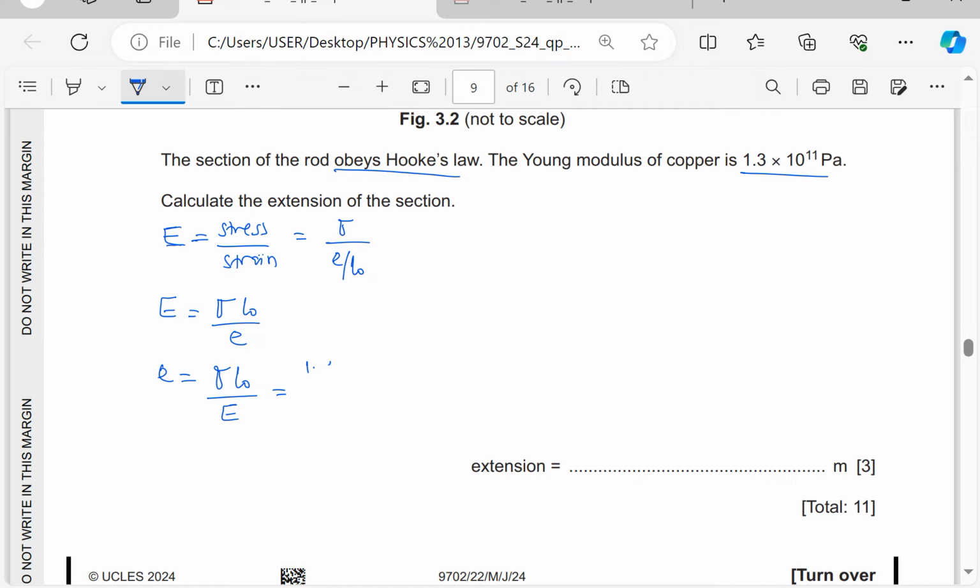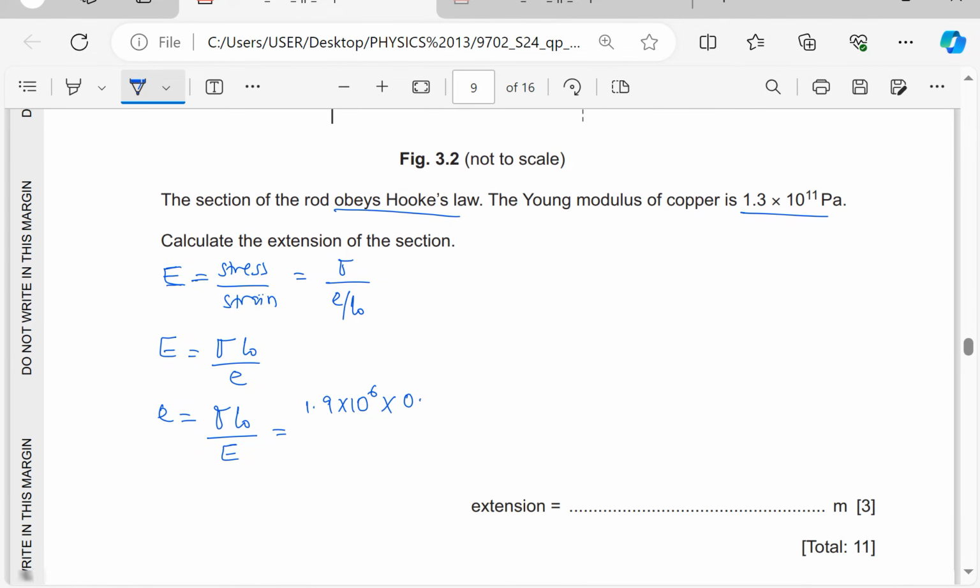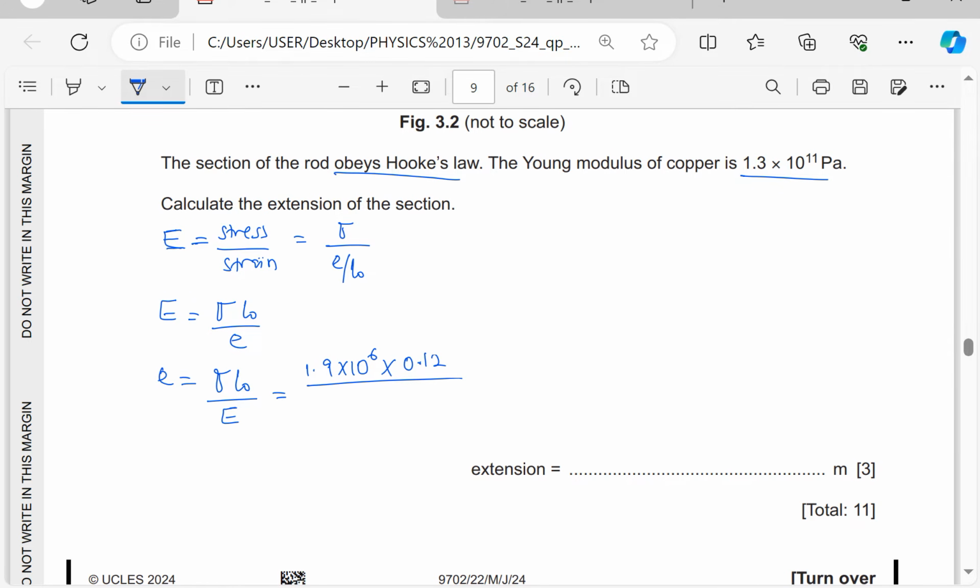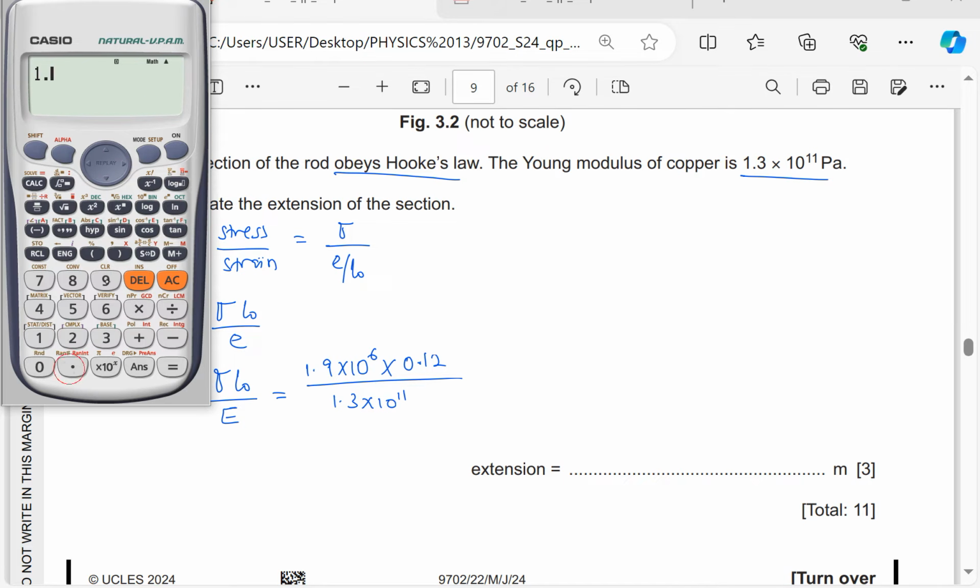So I'll substitute. Because they gave us the stress, I didn't use force over area. So the stress is 1.9 times 10 to the power of 6. The original length is given as 0.12, divided by the Young modulus, which has been given as 1.3 times 10 to the power of 11 pascals. So I'll just press my calculator. 1.9 exponent 6 times 0.12 divided by 1.3 exponent 11. So this is giving me 1.75 times 10 to the power of minus 6.